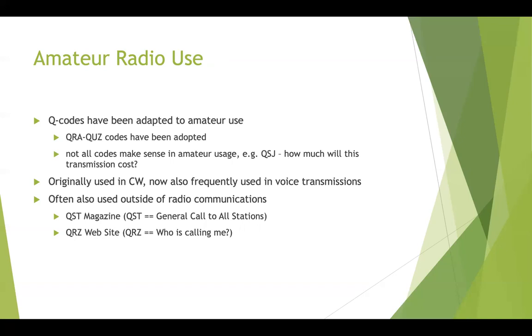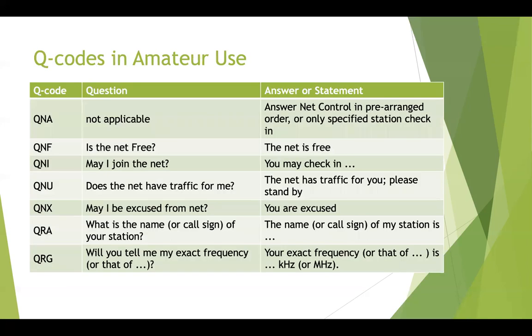So, but they're often used outside of radio communications as well. So the ARRL has a magazine that they produce every month called the QST Magazine. QST is the Q code for general call to all stations. And there's the QRZ website. QRZ is the code for who's calling me, right? So we use them in a lot of different places, not just in radio transmissions now. So I have a list of codes here that we use in amateur use.